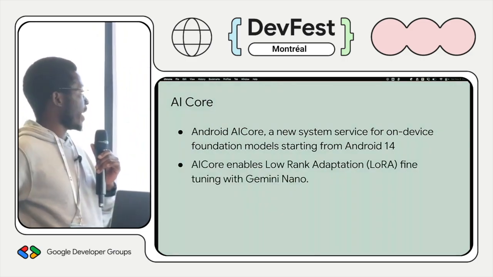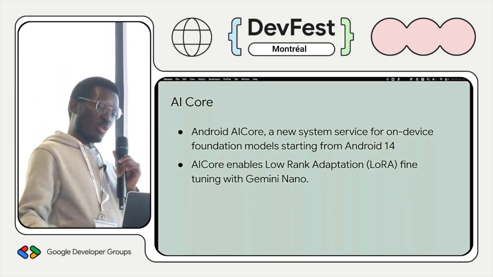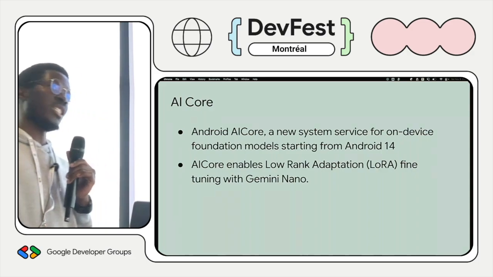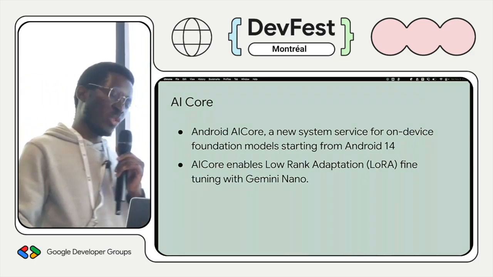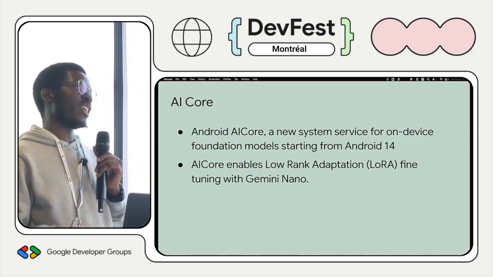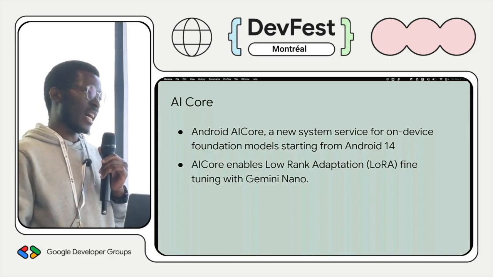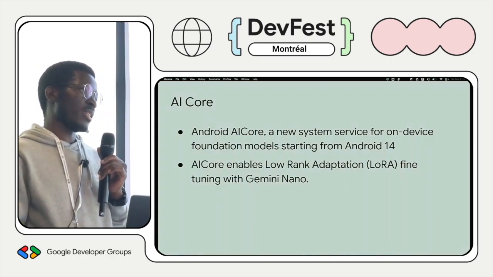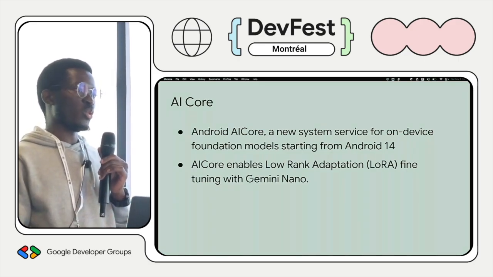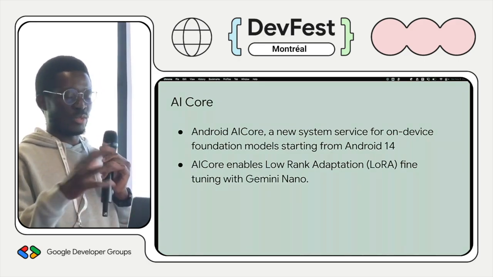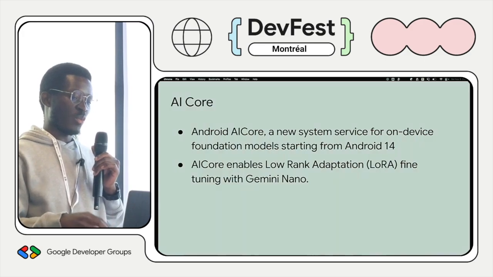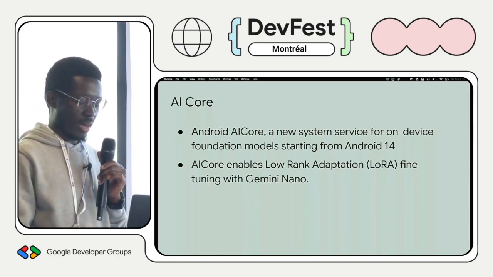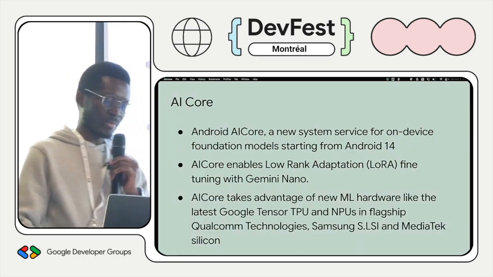Also, AI Core enables what we call LoRA, which means low-rank adaptation, which is basically a tool that Google provides that allows you to fine-tune the Gemini Nano model on your device to adapt it to your use case. Depending on what you want to do, you can use LoRA to fine-tune the model, which will be running locally on the device, to be able to do what you want to do.